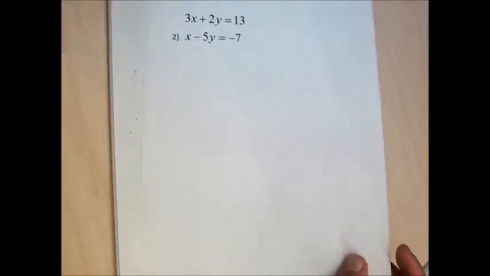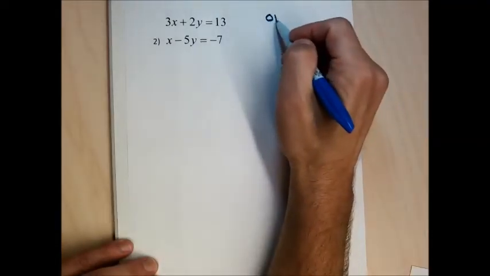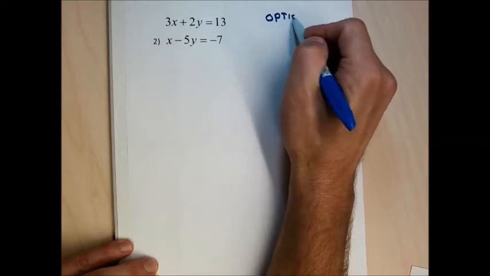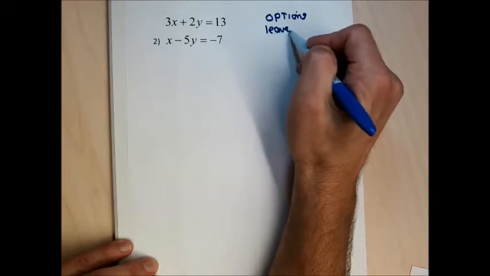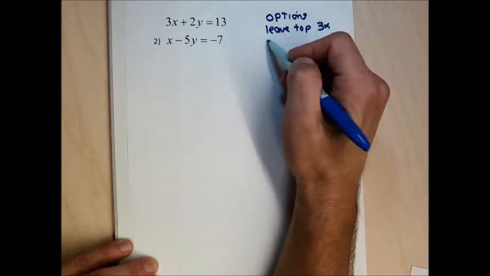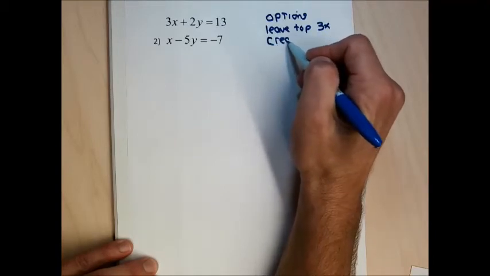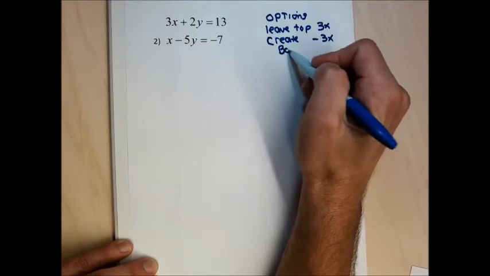The letters are lined up just fine. What I need to do to use the elimination method is get the same number with different signs in front of one of the letters. My options for this problem, and they're equally good, is to leave the top equation with the bottom 3x and create a negative 3x in the bottom equation.